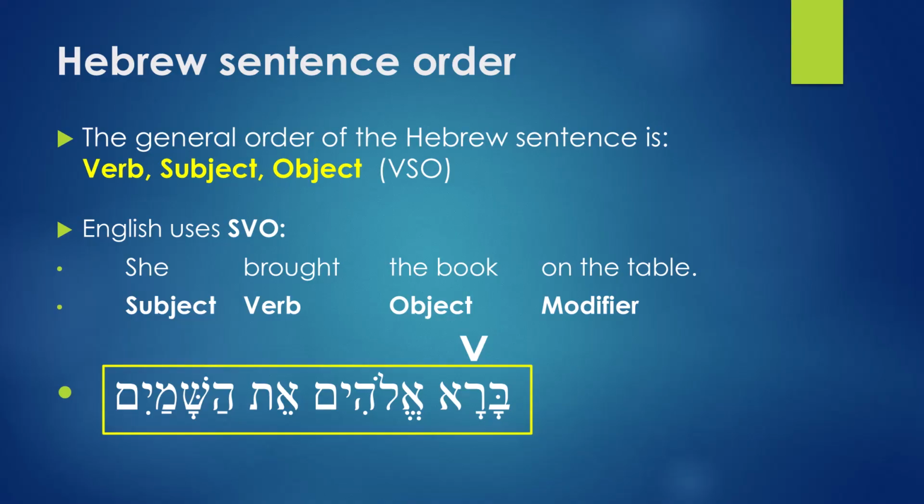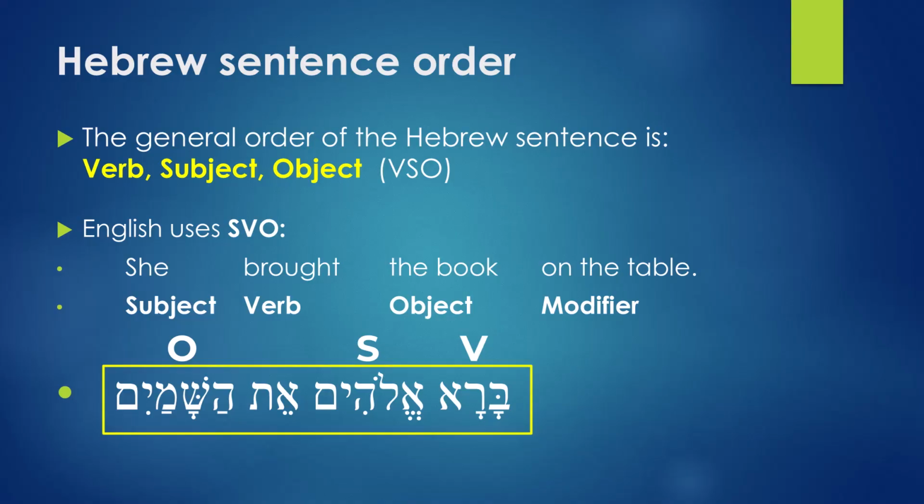So, bara Elohim et hashamayim. Bara means he created. Elohim means God. Hashamayim means the heavens. So you have the verb, the subject, the person creating, and the object being created. Verb, subject, object. That's Hebrew. He created God, the heavens.